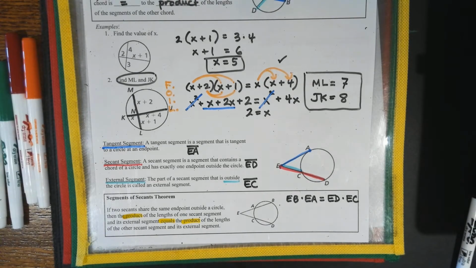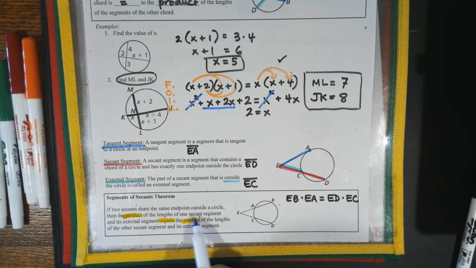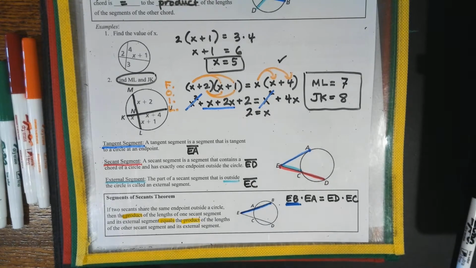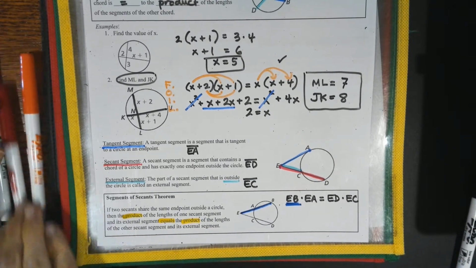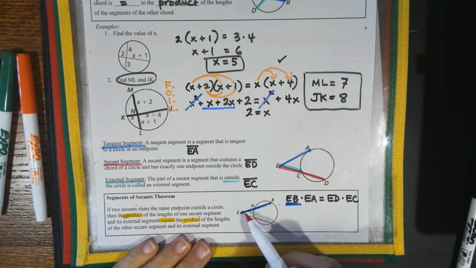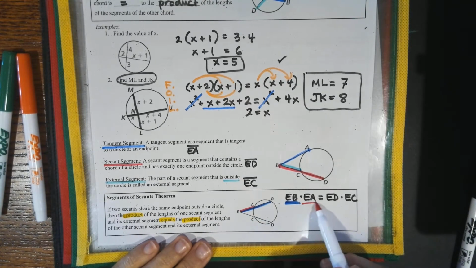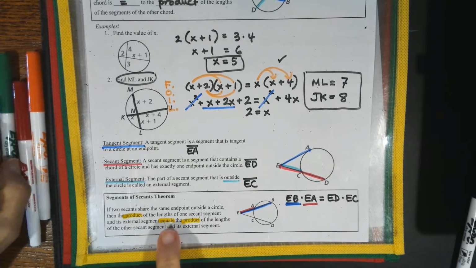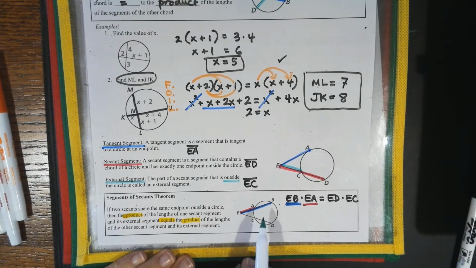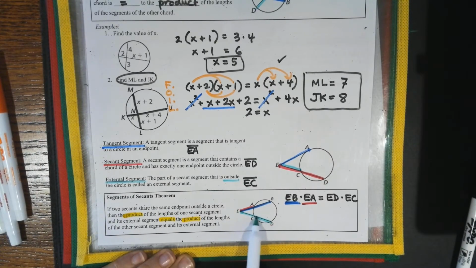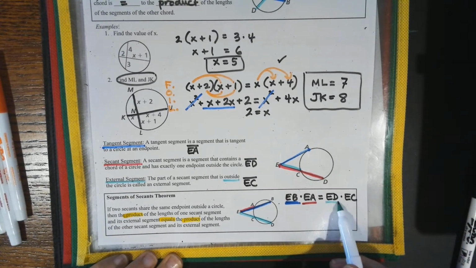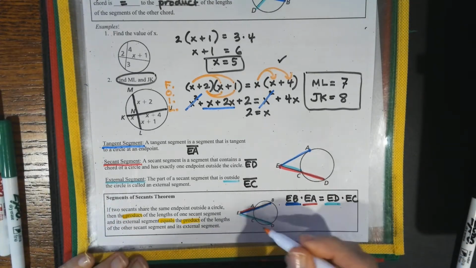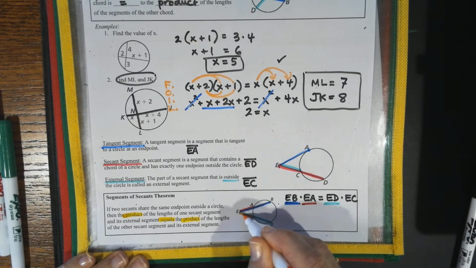Let's mark this up here. The product of the lengths of one secant segment, that's this, and its external segment, that's this. So product means multiply. That's what it's saying. The product is equal to the lengths of the other secant segment, that's ED, and its external segment, so that's EC.